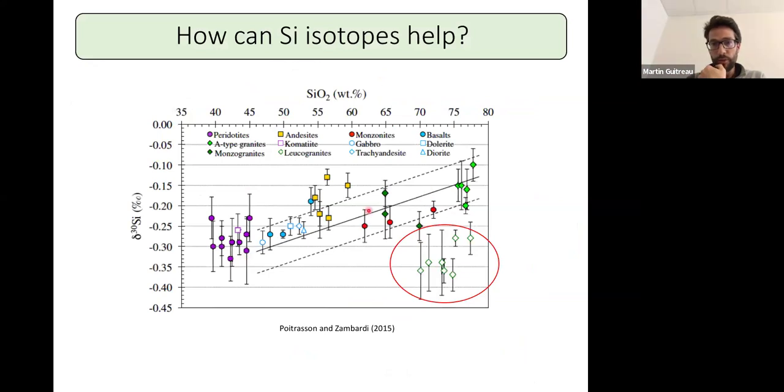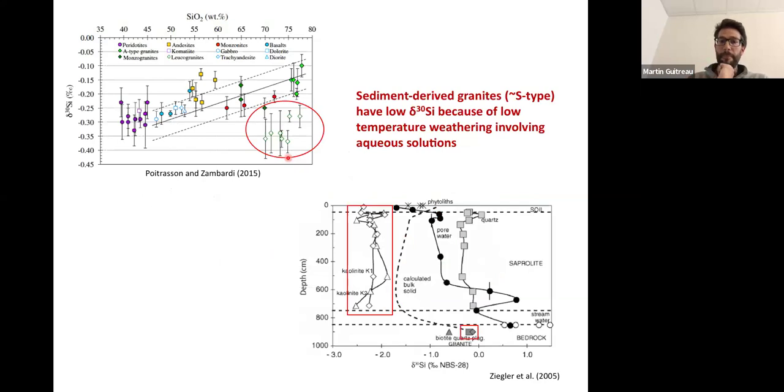So here's the igneous array I was talking about from another publication from Poitrasson and Zambardi. And there's a group of granites that plot below that igneous correlation. And these are leucogranites. And this is because during low temperature alteration or weathering of the granitoids at the surface, there will be clay formation. And that was shown by Ziegler 2005.